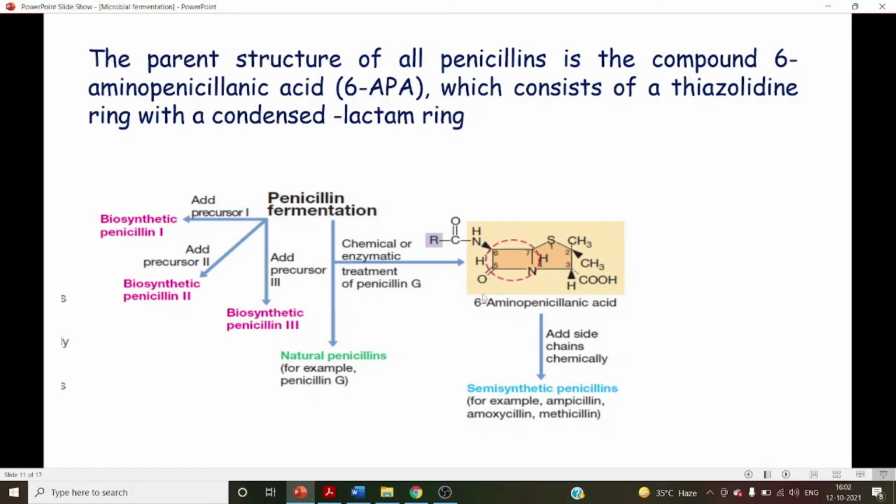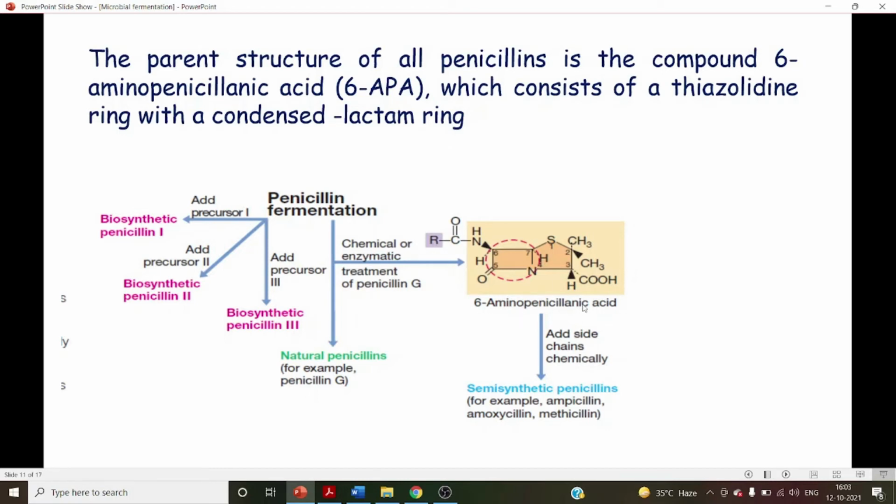First let us have a look at the structure of the penicillin molecule. This 6-aminopenicillanic acid is the parent compound, and it is composed of a thiazolidine ring. This is a 5-membered ring. It contains sulfur and nitrogen, that's why it is a thiazolidine ring. This thiazolidine ring is condensed with the beta-lactam ring, and to the amino group a variable R chain is present. So variable groups can be present at this position. Different penicillin molecules differ in this region, and contain different groups here.